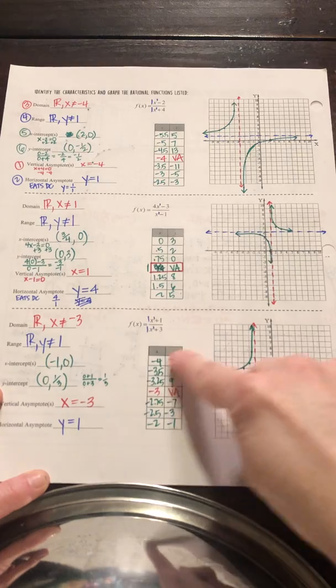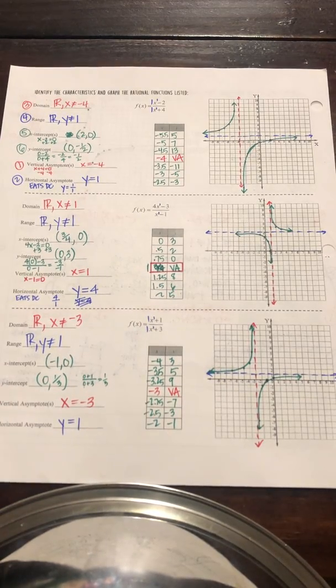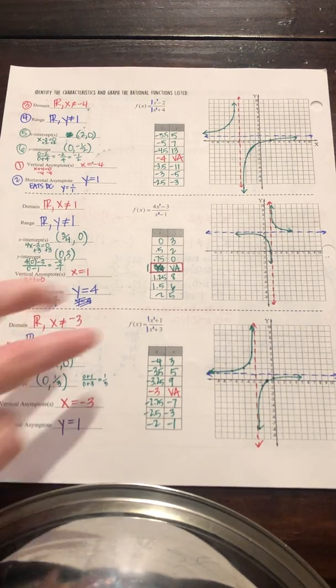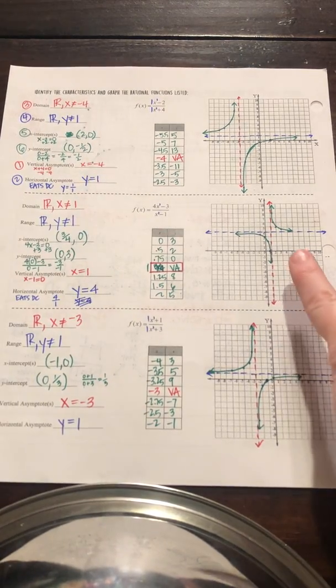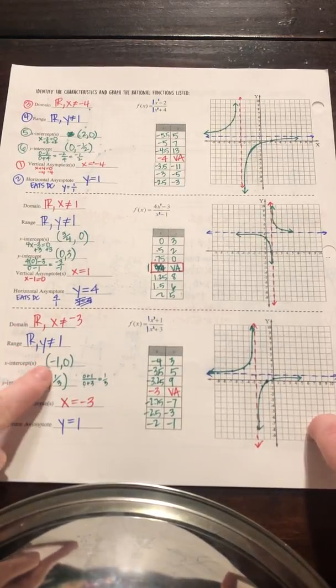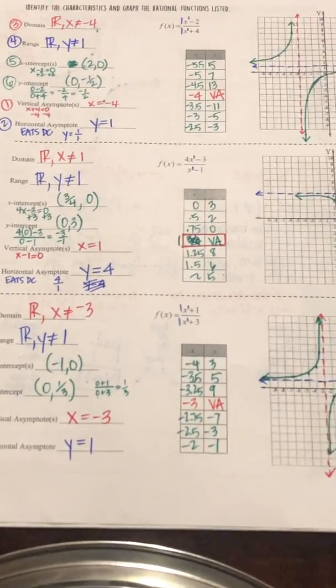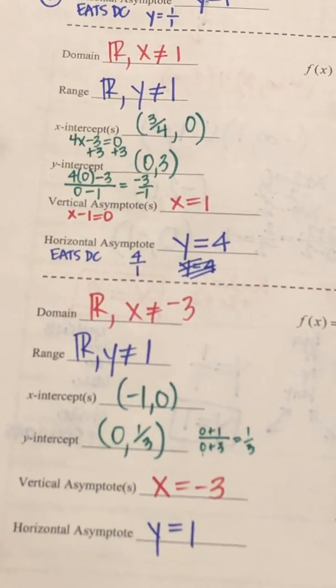If your values in your table are not the same as mine, that's okay. That's not a big deal. That's not what I'm ultimately looking for. I'm just making sure that your graphs are looking okay and also checking your characteristics. Let me zoom in so you can see these characteristics real quick.